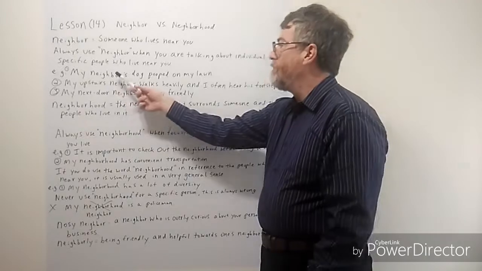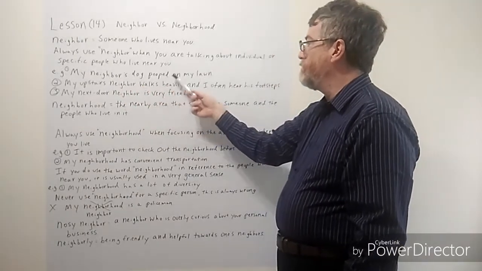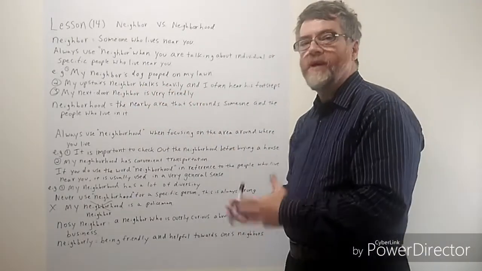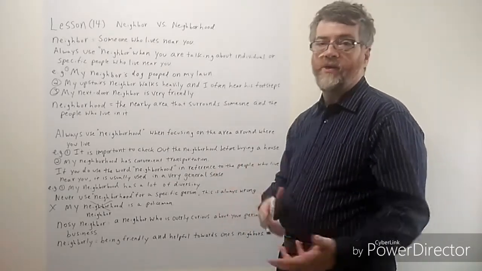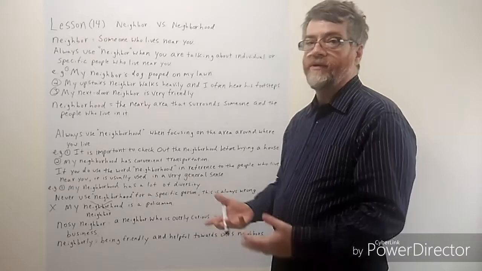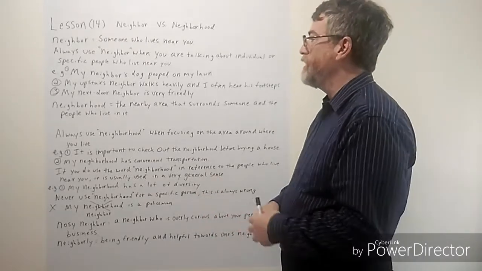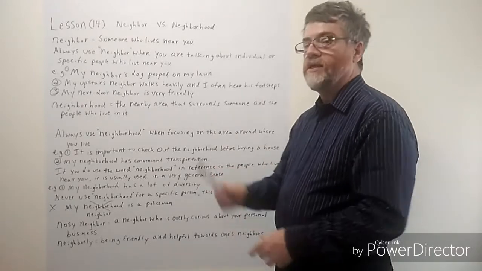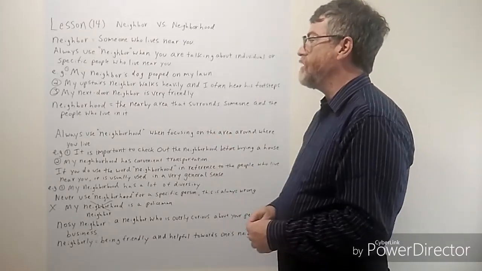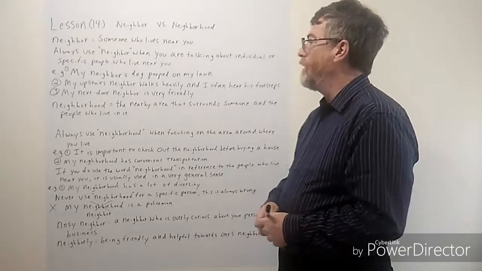For example, my neighbor's dog pooped on my lawn. Yes, you're talking about a particular neighbor. It's probably this neighbor that has a dog that's annoying you, that's pooped on your lawn probably a number of times. So you're not talking about many neighbors. You're not generally talking about them. You're talking about somebody very specific. So in this case, you definitely use neighbor.